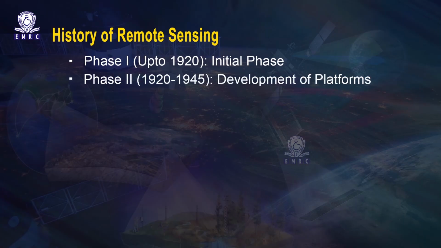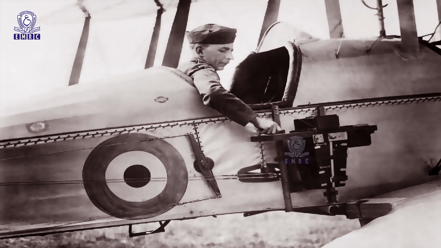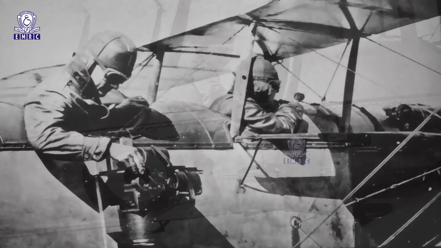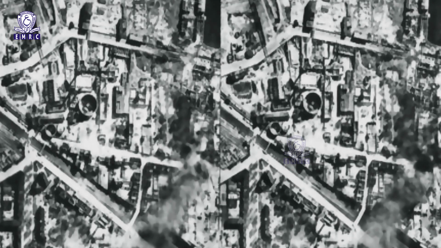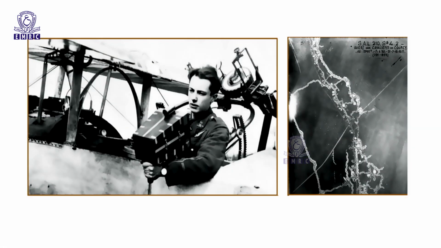Phase 2, from 1920 to 1945, that is, development of platforms and sensors. Improvement in aeroplanes, cameras, films, etc. resulted in development of aerial photography during this period. The proper planning of the flight for photographic purpose was also started. Topographical mapping was the main thrust of the aerial photography. However, a number of scientists like geologists, botanists, soil scientists, geographers began interpreting the photographs to get information of their interest, especially for the development of natural resources.